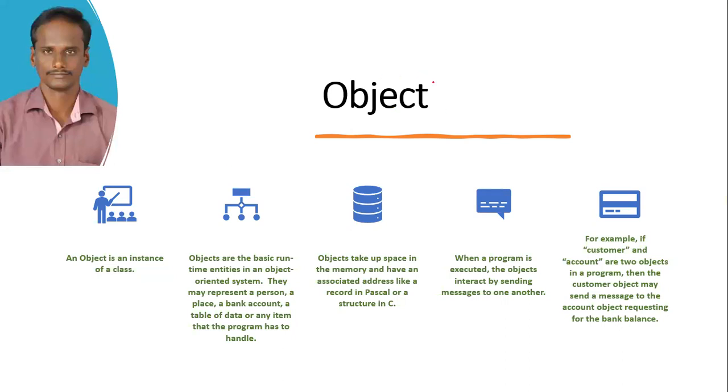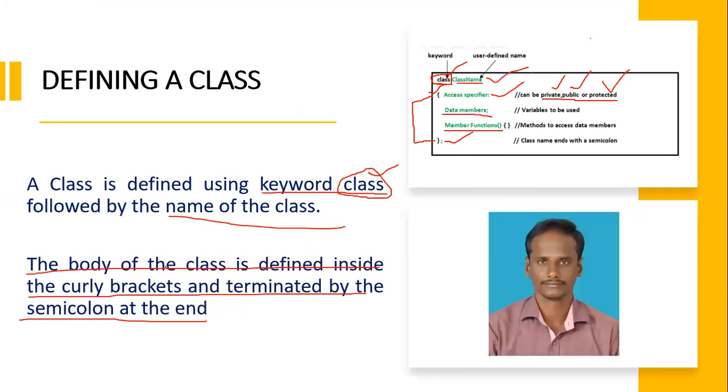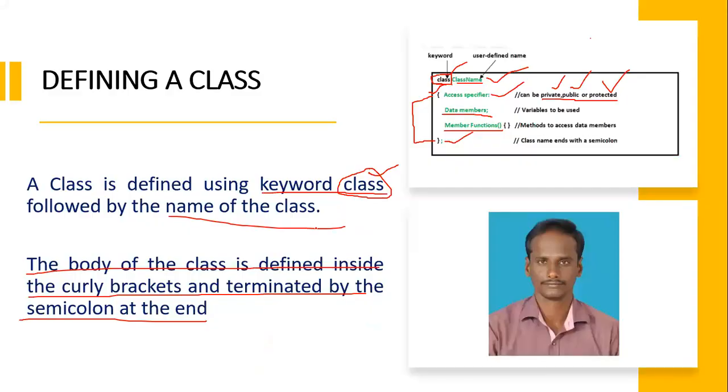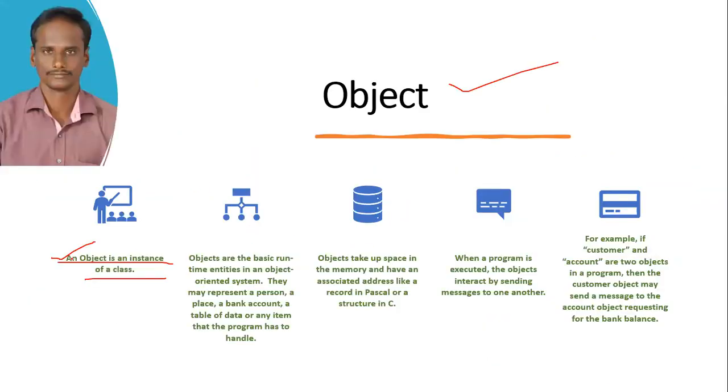The next one is object. Object is an instance of a class. You just remember this. Object is an instance of a class. Remember what we have discussed: the class is a user defined data type which holds its own data members and member functions, which can be accessed and used by creating an instance of that class. So what is the instance of a class? The instance of a class is an object, and an object is the instance of a class.